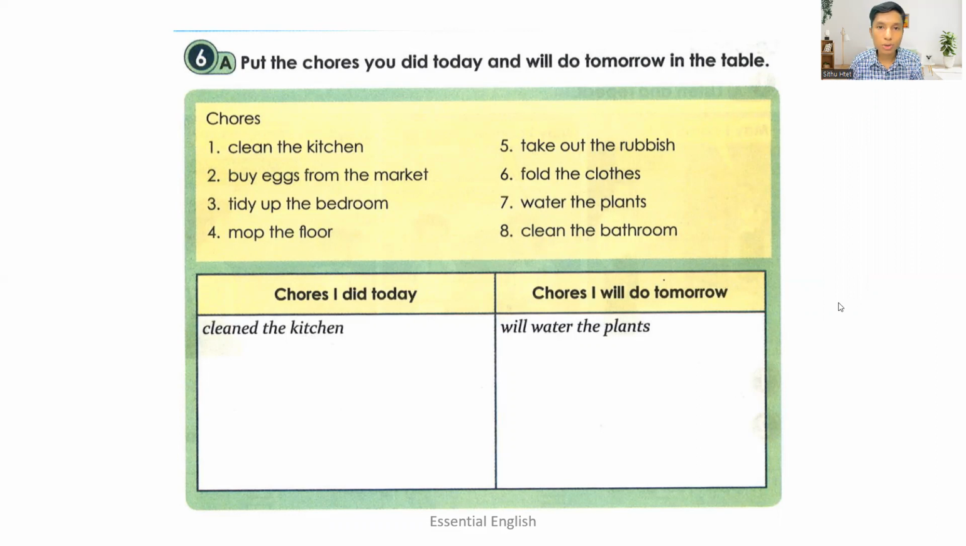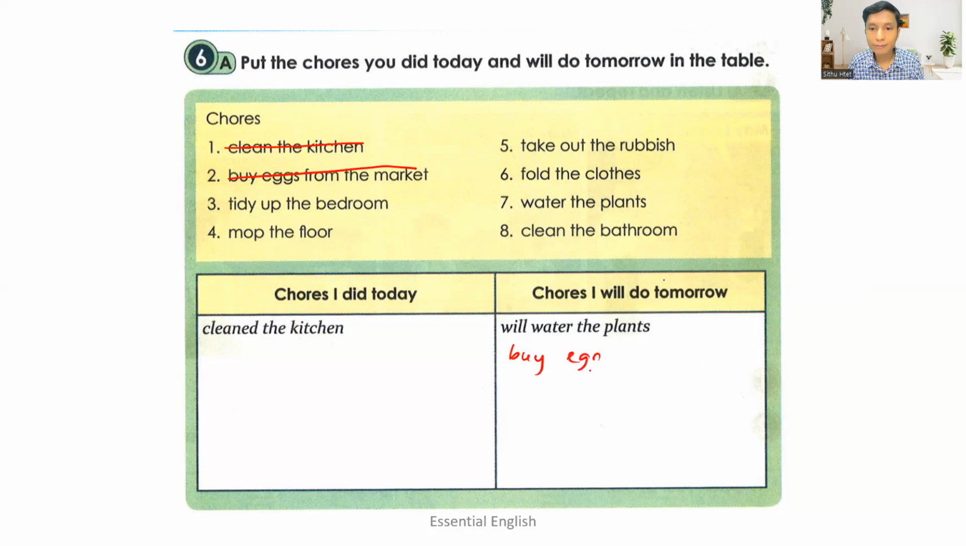So, what did you do today? And what will you do tomorrow? The answers will vary, and you need to think about yourself. For example, if you cleaned the kitchen, you can put the chore in the first column. For example, cleaned the kitchen. Buy eggs from the market. So did you do it today? If you will do it tomorrow, you can put the chore in the second column.